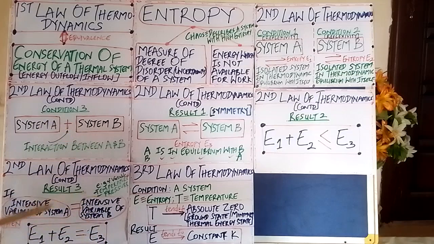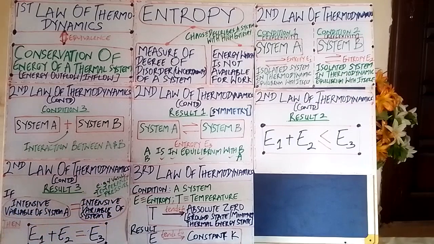So the result enables us to determine what happens to an interacting system or a group of interacting systems. That's the interacting thermodynamical system. That is what this second law treats. So you can have E1 plus E2 equal to E3, provided that the intensive variable of system A is equal to the intensive variable of system B.